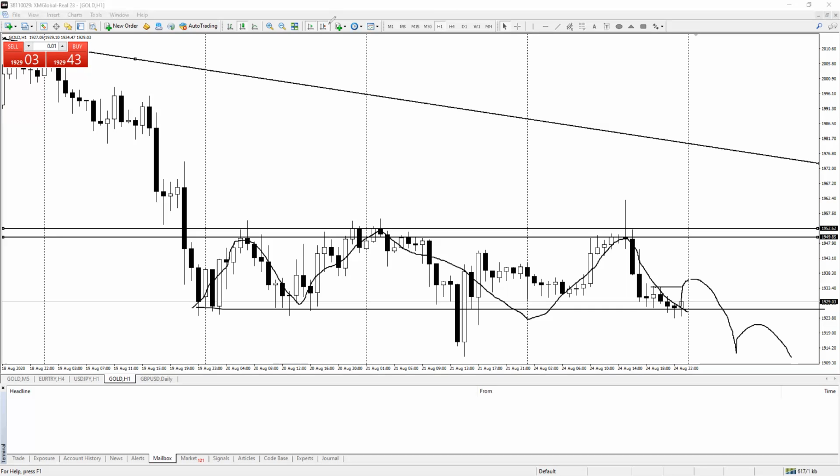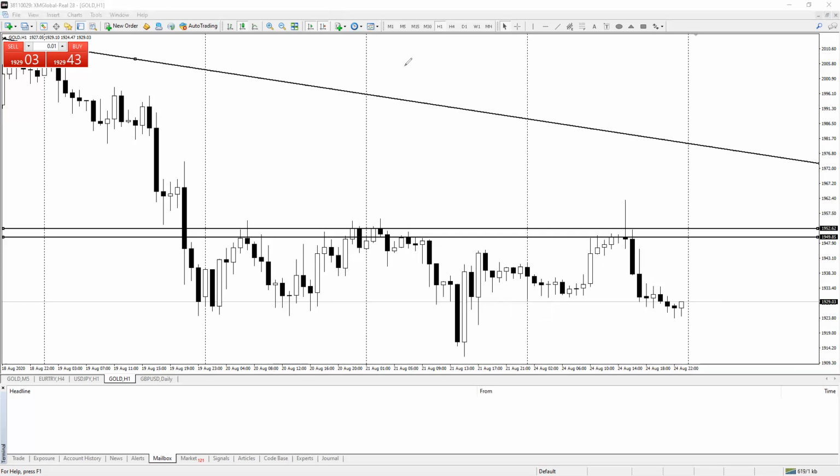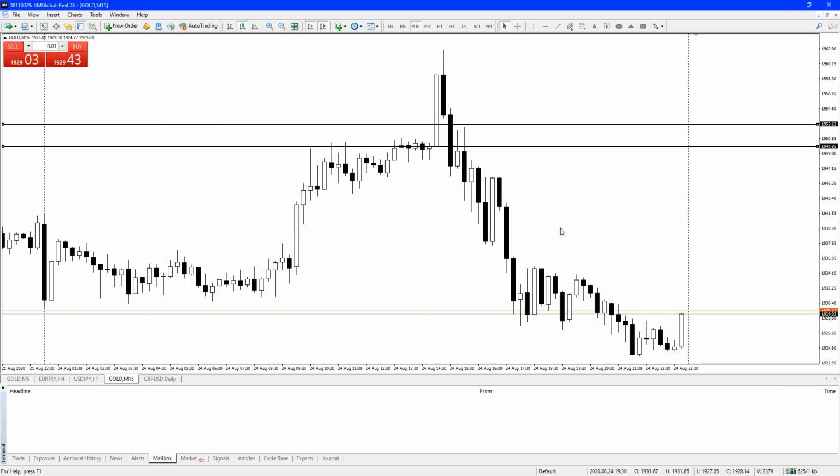Okay, so this is my analysis for gold, and it's now my favorite pair. I don't joke with gold for now, and let's see how best we can benefit from it.